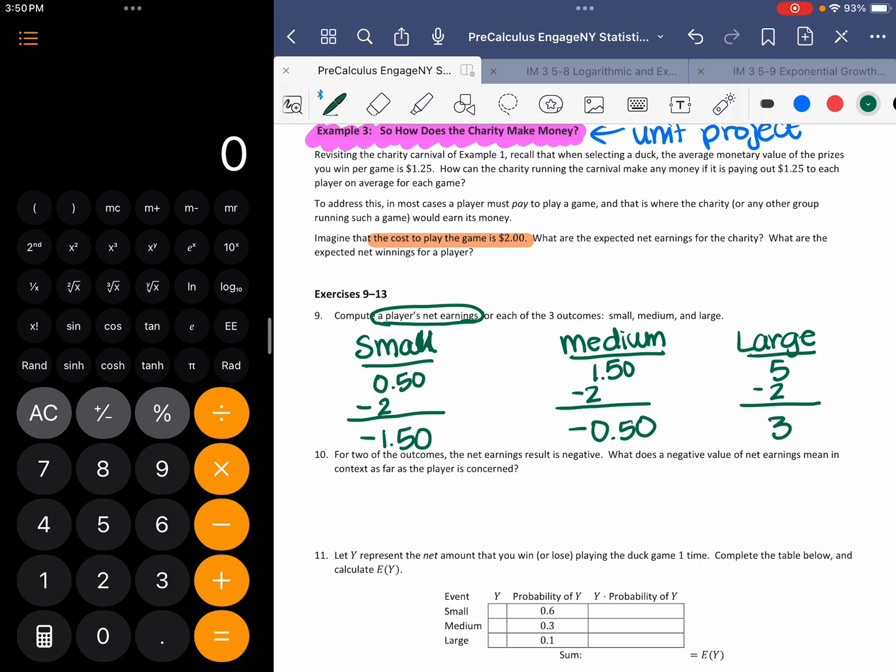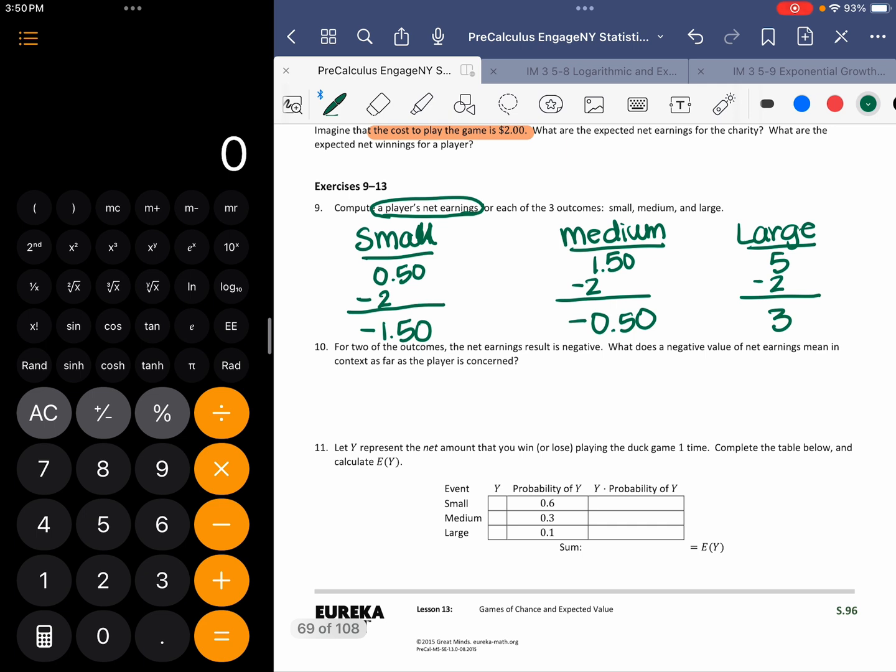So there's actually only one of these outcomes with a positive net earnings. And so that's kind of what it's talking about in number 10. For 2 of the outcomes, the net earnings result is negative. What does a negative value of net earnings mean in context as far as the player is concerned? So if the player has a negative net outcome, it means that the player has lost money on the game, right? The player lost money on the game.